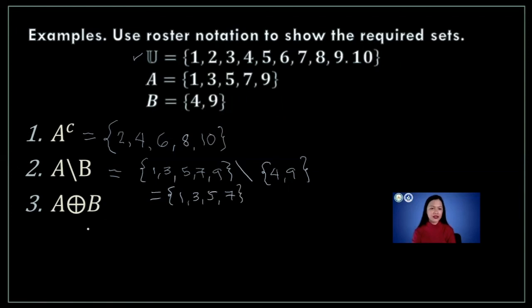Now let's proceed to the last one. This is the symmetric difference. The best thing to do is to find the union of the two sets and the intersection as well. So we get the difference of the union and the intersection. So I'm going to list first the elements in the union. We have 1, 3, 4, 5, 7, and 9.